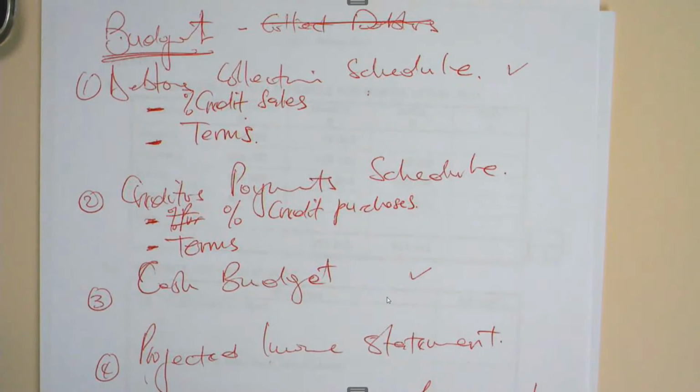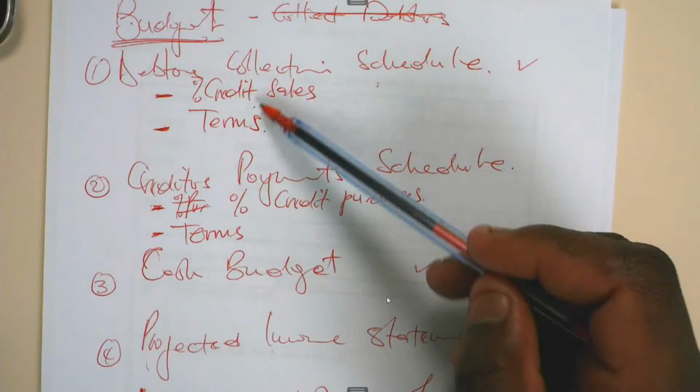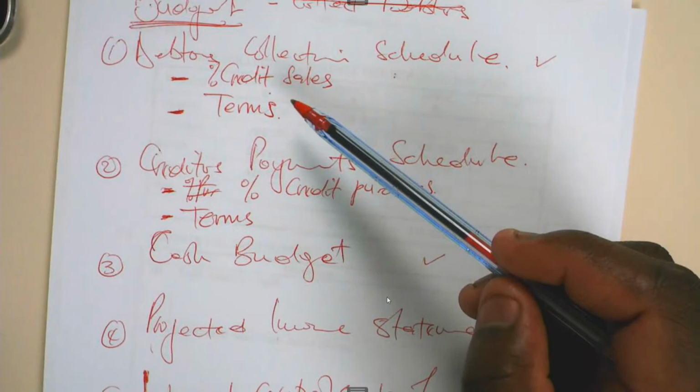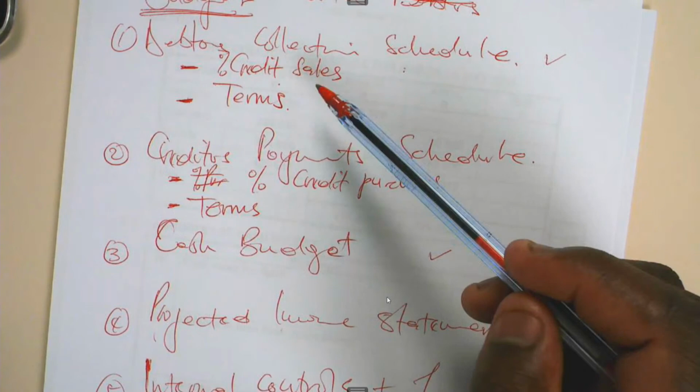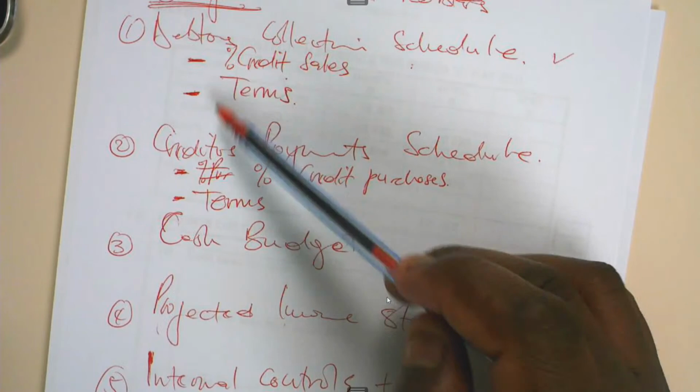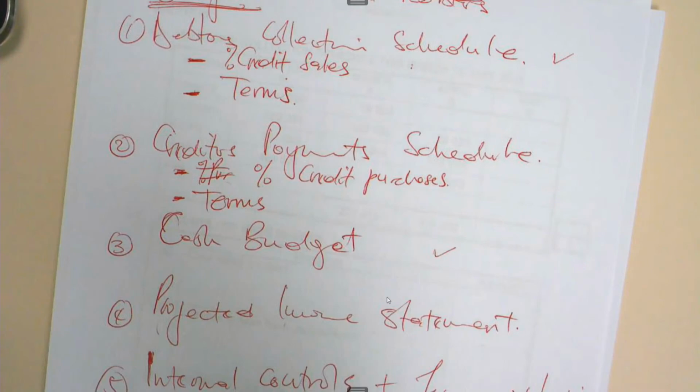So that is the difference between the two. Under the debtors collection schedule, the business is projecting how it is going to collect from its debtors. But under the creditors payment schedule, it is also projecting, but how much it is going to pay to the creditors.